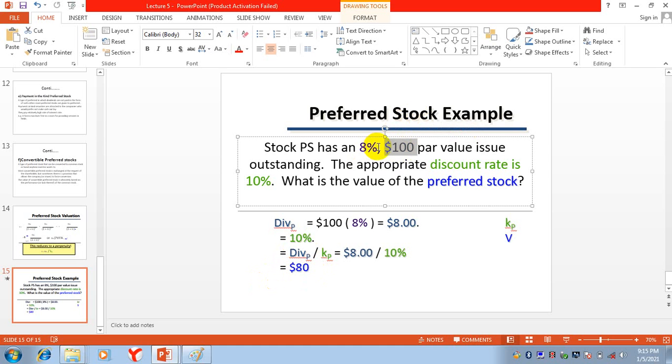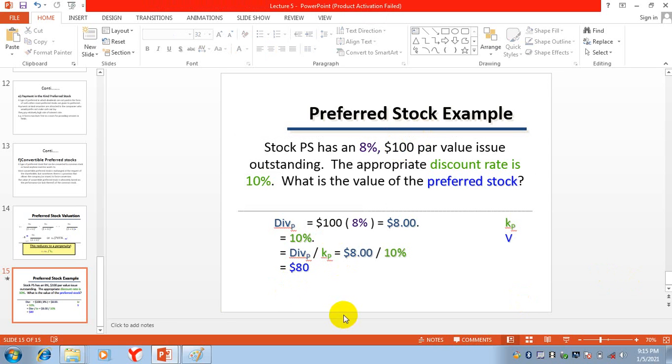It is because of this dividend rate. The dividend rate is 8% on your bond, and in the market other bonds are paying 10% interest. So because of this, the value of your stock comes down from $100 to $80.